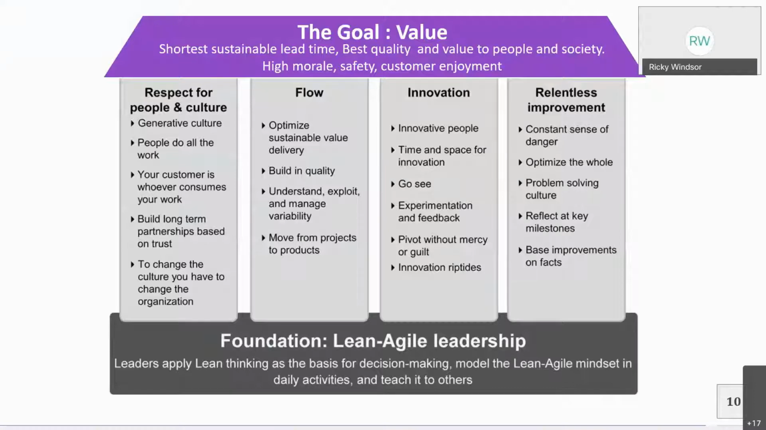But the overall encapsulation of it, if you will, is the goal of the value, which is truly developing the shortest sustainable lead time, the best quality for everybody involved, including the customer, while maintaining a high morale, safety, customer enjoyment or customer satisfaction perspective. In some cases, that may sound a little utopian. However, it is quite possible once it gets going. It's not pleasant at first, but once you get moving, it is.